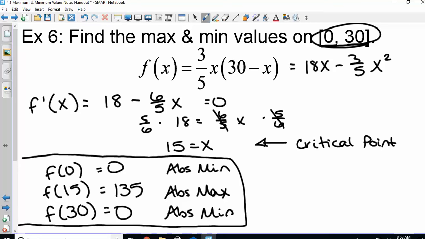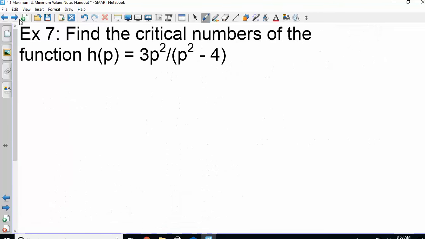Any questions on that one? Let's get another. Find a critical number. So this time I didn't even ask for a maximum or minimum. You couldn't give it to me anyway because I didn't give you a specific interval. So the critical numbers are anywhere the derivative is 0 or undefined. So we need our derivative.